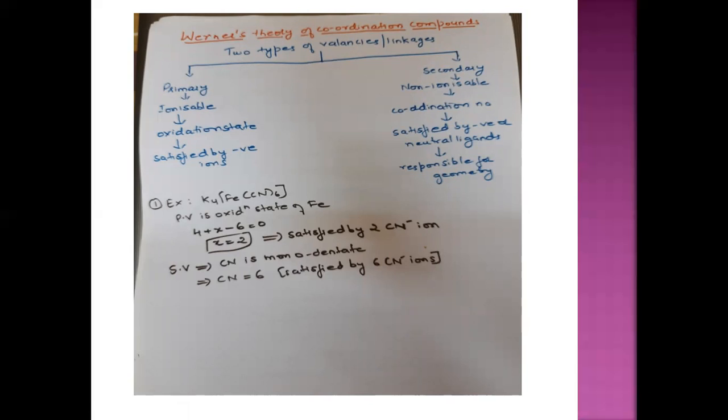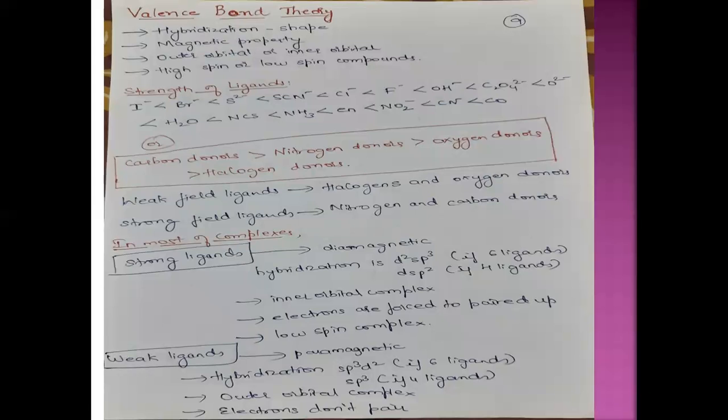The type of question that you expect in this chapter is none other than to find the primary and secondary valency. So that is nothing but Werner's theory of coordination compounds. Next, we'll go to valence bond theory. What is this valence bond theory? Valence bond theory gives us the idea regarding the hybridization and shape of a compound. So when you see the compound, what is the hybridization that the central metal atom possesses, or what is the shape of the compound?